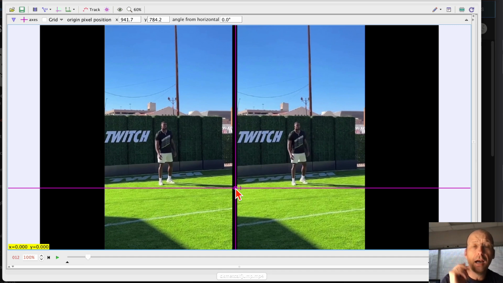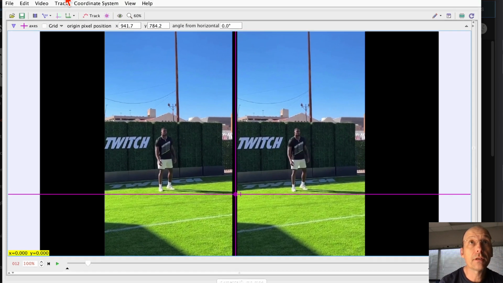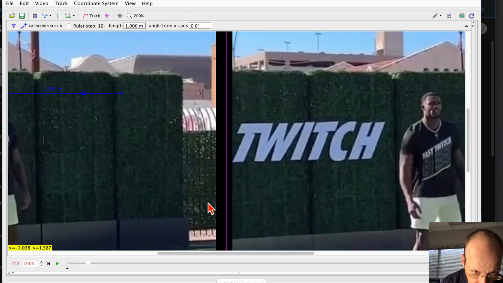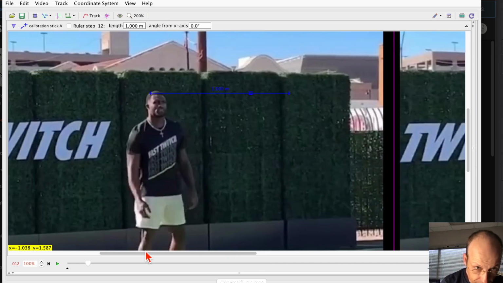I looked up that DK Metcalf has a height of 1.93 meters. So let's just do that. I'm going to go up here, and I apologize if everything's too small. Move that down a little bit. So I'm going to go to new calibration stick. It puts this little stick right here. I'm going to put it at the top. Let's make this bigger because I just can't see. Okay. There we can see.